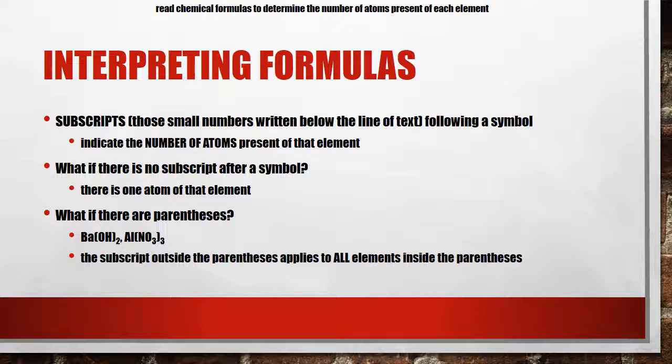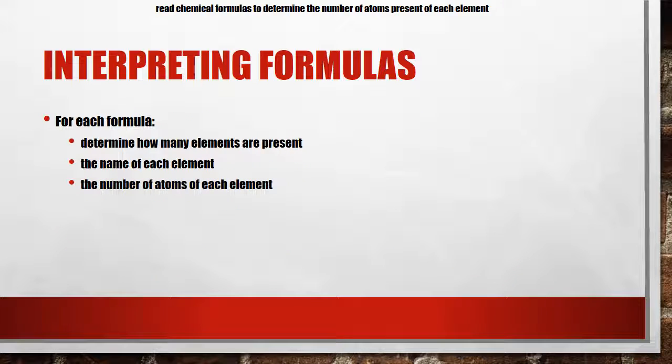The basic idea is that the subscript that comes outside the parentheses applies to all the elements that are inside the parentheses. So in other words, this subscript 2 here applies to both the oxygen and the hydrogen, and then this subscript 3 here, the one that's outside the parentheses, applies both to the nitrogen and to the oxygen, and actually more specifically the O3. It refers to all of that. So we'll interpret those here in our next examples so you can see how to work with those.